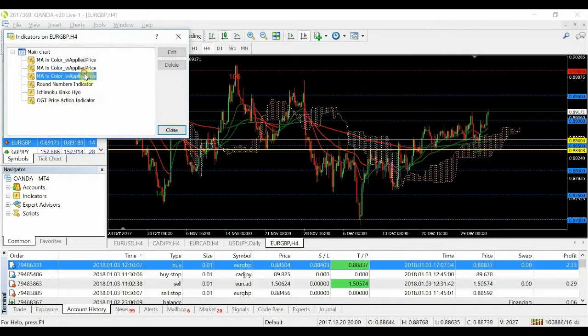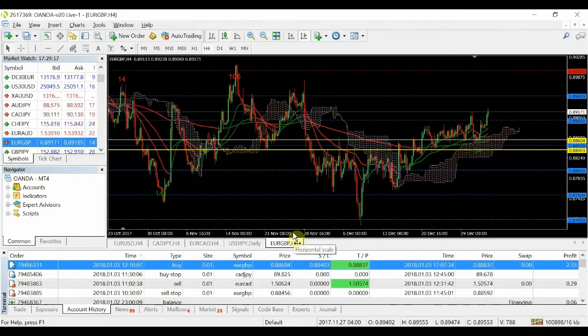And then you've got 3 moving averages, which is slightly different than your standard ones. And all it is, I believe it's the 20, 50, and the 200. Yeah, so it's the 20, 50, 200 EMAs.